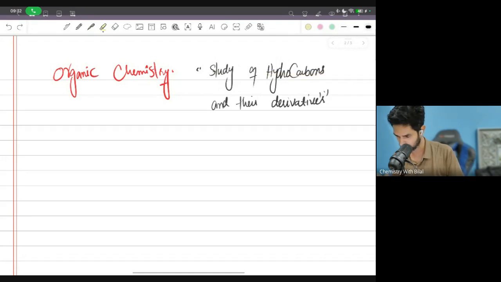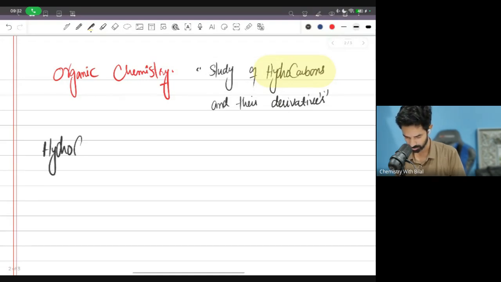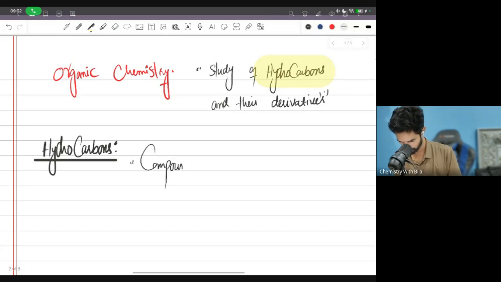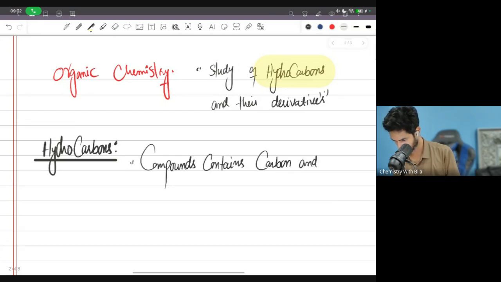Anyone in the class? Hydrocarbons are the compounds that contain carbon and hydrogen atoms only. So what are hydrocarbons again? Hydrocarbons are the compounds that contain carbon and hydrogen atoms only. I put full force on the word "only", so write it in bold.